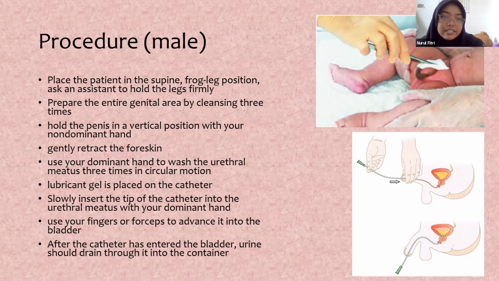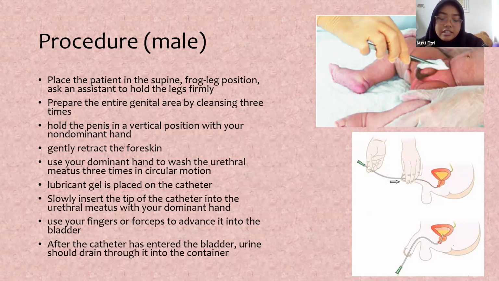And then we hold the penis in a vertical position with the non-dominant hand, and gently retract the foreskin. Then we use the dominant hand to wash the urethral meatus three times in a circular motion. And then we place lubricating gel on the catheter to ease the passage and also to reduce trauma to the urethra. Then we slowly insert the tip of the catheter into the urethral meatus with the dominant hand, and advance it using the finger or forceps.